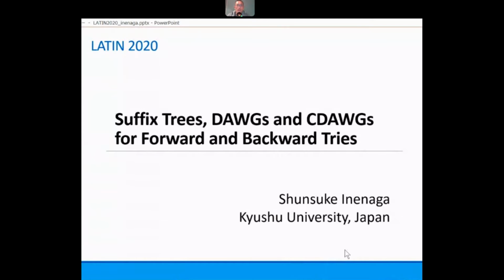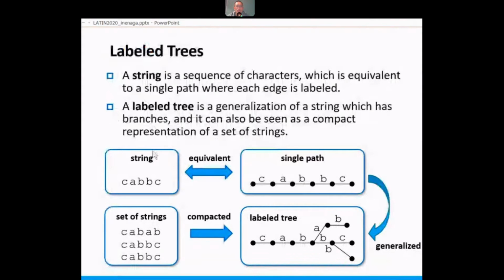So this is about basically string pattern matching on trees. I'm Shunsuke from Kyushu University, Japan. A string is a sequence of characters, which is equivalent to a single path where each edge is labeled by a character like this.